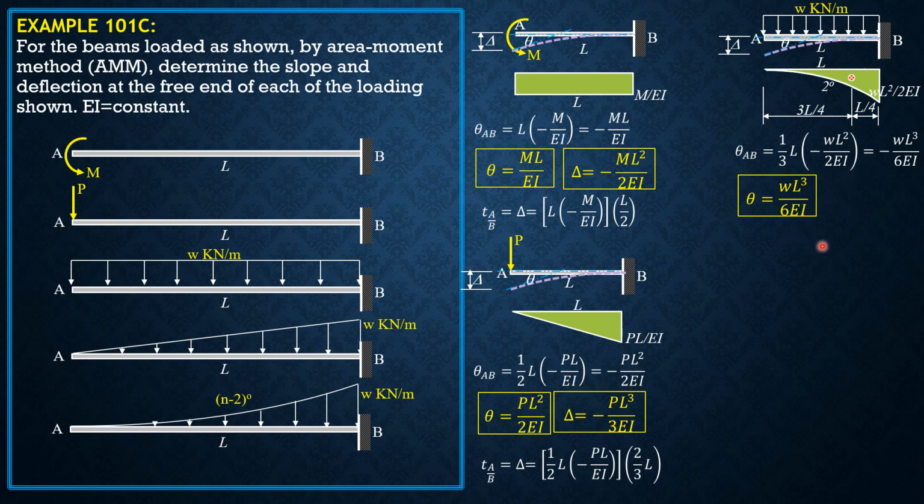Now for the deviation of A relative to the tangent at B, that's the moment of area with respect to A. So it is equal to 1/3 of L times negative WL square over 2EI times the moment arm, which is 3/4 of L. Cancelling out 3, delta is negative WL to the 4th over 8EI.